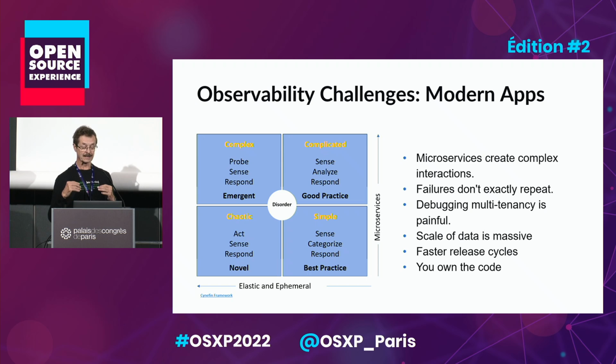The second thing is that in clouds, things are elastic. You can expand them and grow them, and things are ephemeral, or they go away. So you can have serverless functionalities or even simply things being spun up and spun down. And that means when you go to look for the problem, it may not be there anymore, or it may not even be on the same system that you thought. That means that debugging becomes really a challenge in those two things. Failures don't exactly repeat.